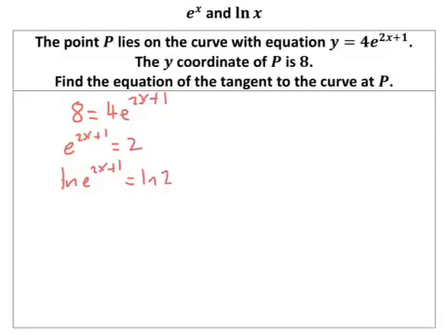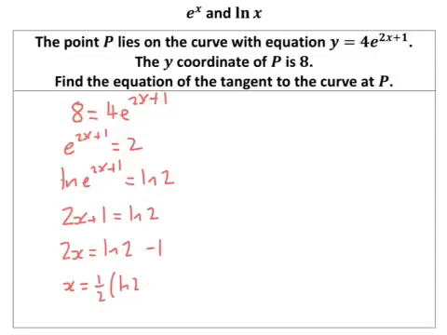Now, you should know that as they're inverses, ln of e is not nothing, it's 1. Okay, they're inverses, so we just get left with 2x plus 1 equals ln 2. Alright, we can then get 2x equals ln 2 minus 1. Now that's not in brackets, so it's ln 2 minus 1. Remember, ln of something is just a number, and so x equals a half of ln 2 minus 1.